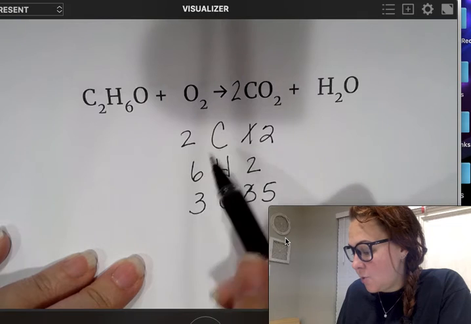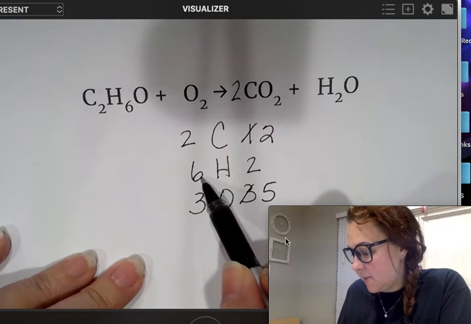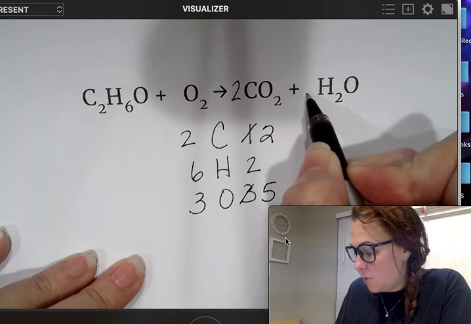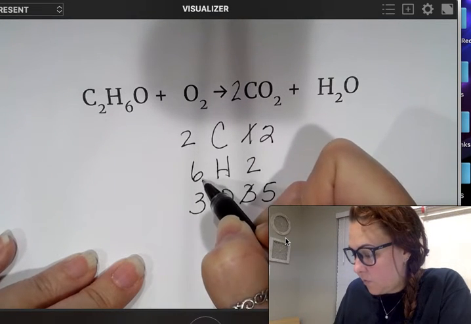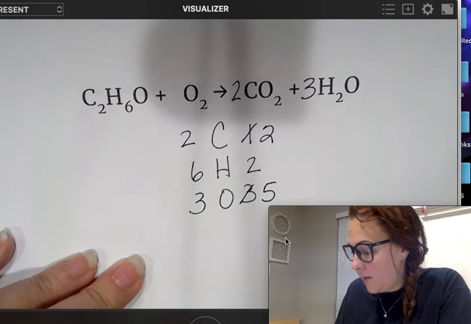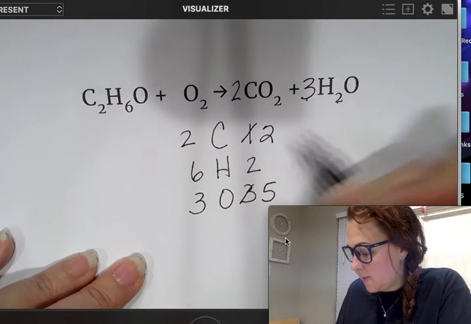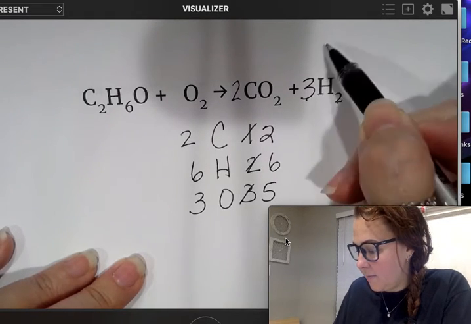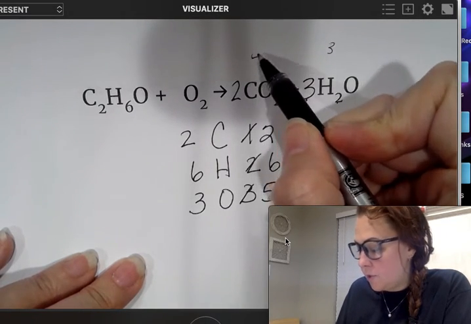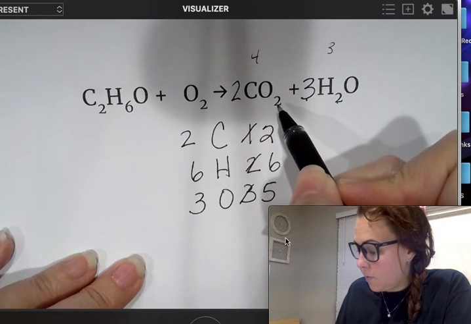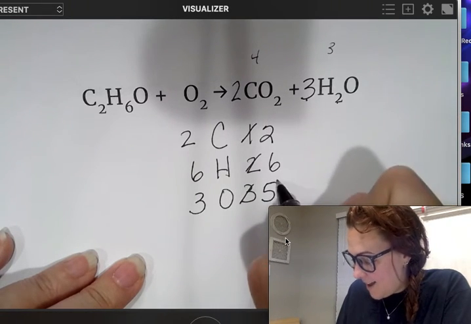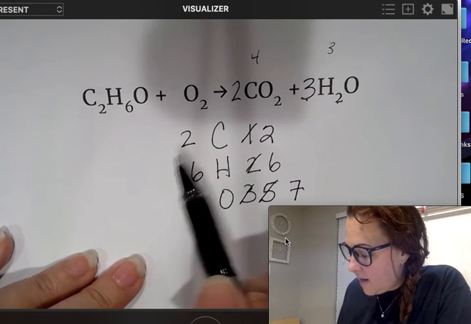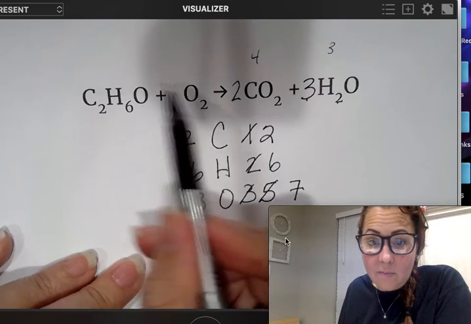So I have 6 hydrogen over here. I need 6 on this side. Whatever I do, I'm going to have to take something times 2 to give me 6. If I put a 3 right here, 3 times 2 gives me 6 hydrogen. But then my oxygen, I have 3 right here, and I have another 4 right here, 2 times 2. So 4 plus 3 gives me 7 oxygen. So we had to fix that one again. Now I need 7 oxygens on this side.